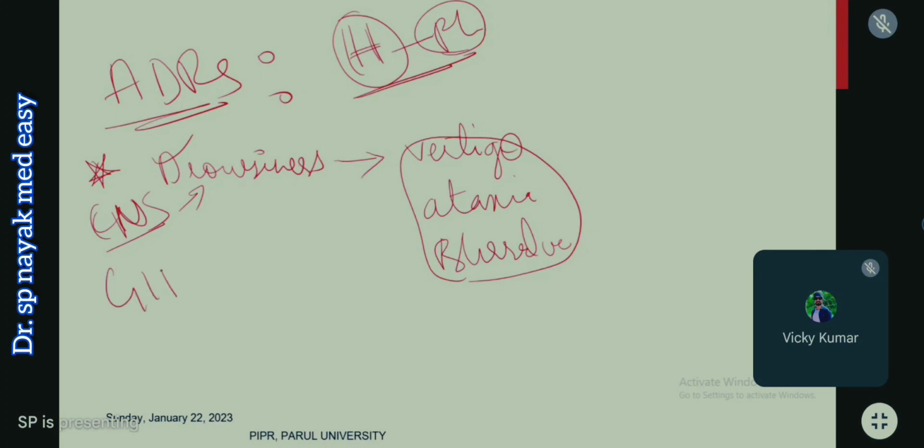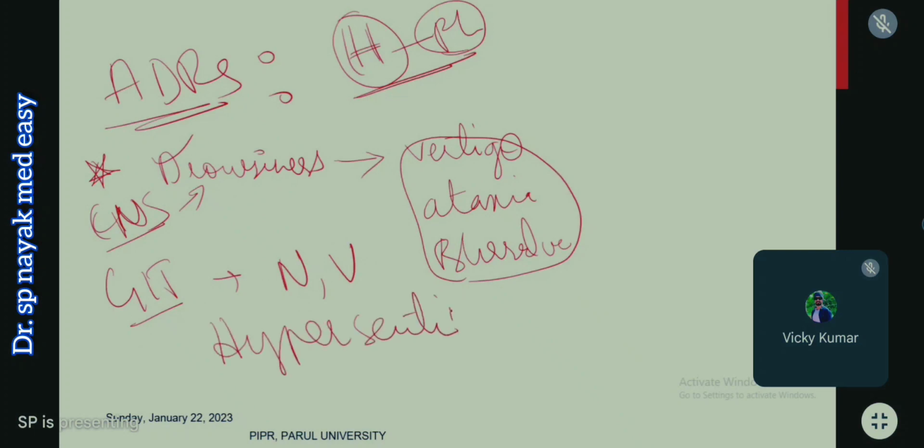Next, in the GI tract, it causes nausea and vomiting, same like phenytoin. In phenytoin, to decrease nausea and vomiting, we usually suggest it after food. Here, carbamazepine is also given after food to decrease nausea and vomiting. Next, it causes hypersensitivity, same like phenytoin.